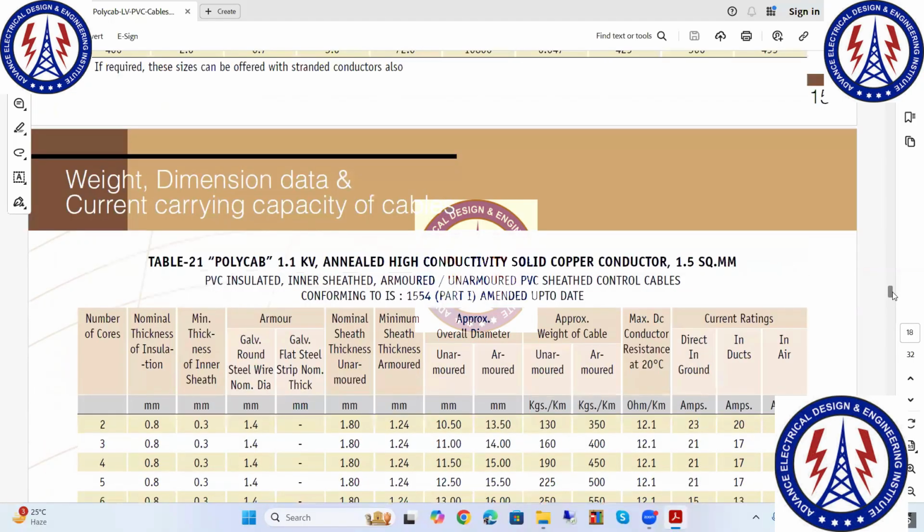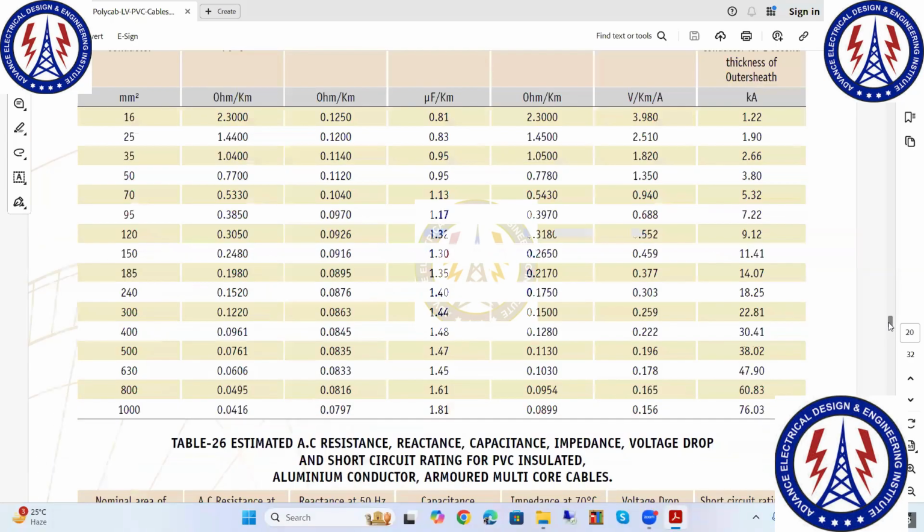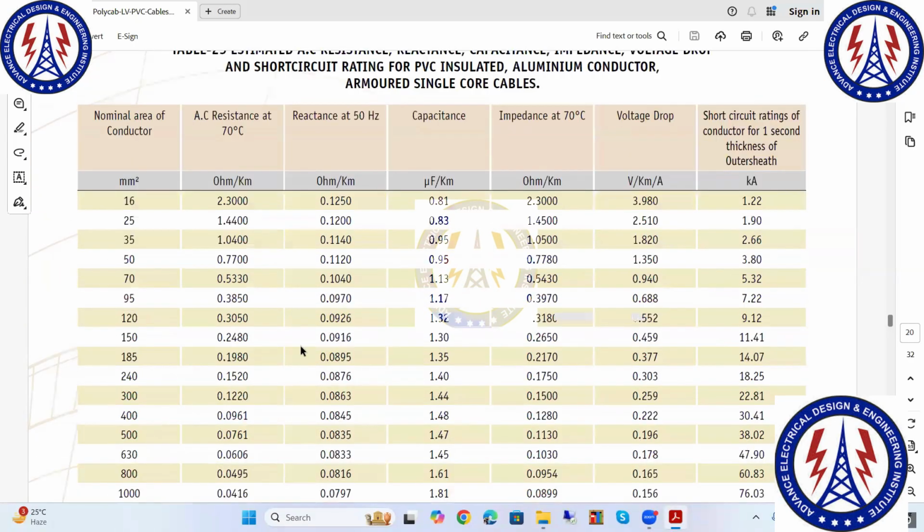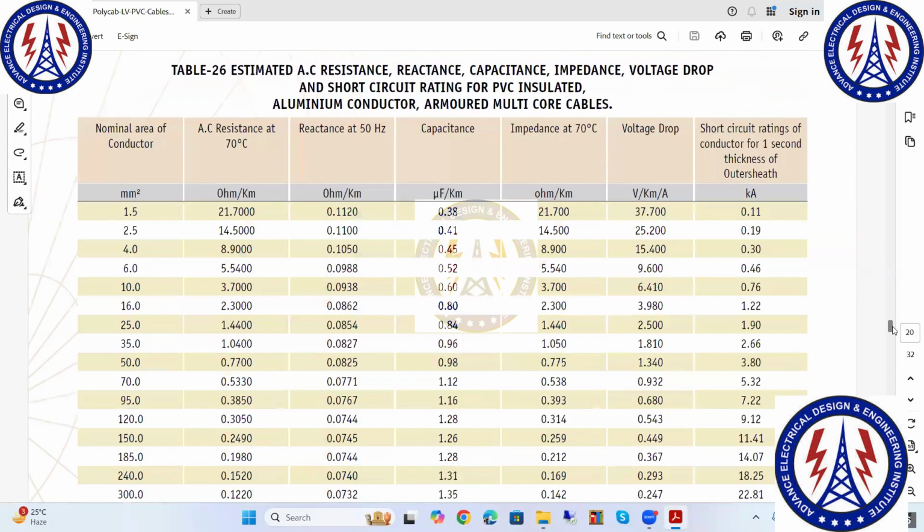Here it was the DC resistance. So now here it is the AC resistance. So here it is resistance, reactance, capacitance. So this will be used in the sizing calculation. Voltage drop is also there.